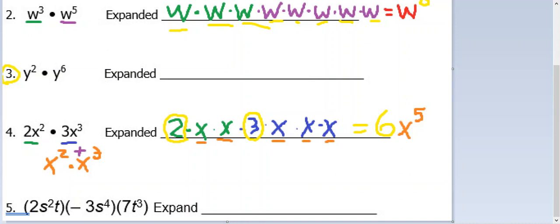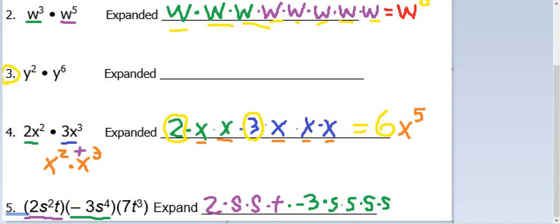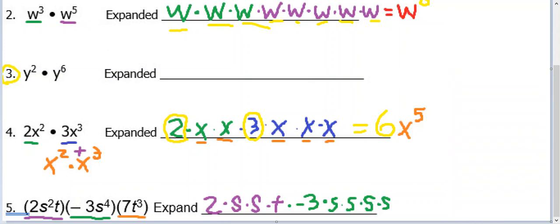This next example looks big and long and complicated, but it's really not if we expand it out. We can see pretty easily what it's going to be. So I'm going to take my first term here, and that's 2 times s squared times t. So 2 times s times s times t. My next term, I have negative 3 times s to the 4th. So that would be times negative 3 times s times s times s times s. And now my last term, I have 7 times t to the third. So I know that means 7, and then times, and then 3 t's.